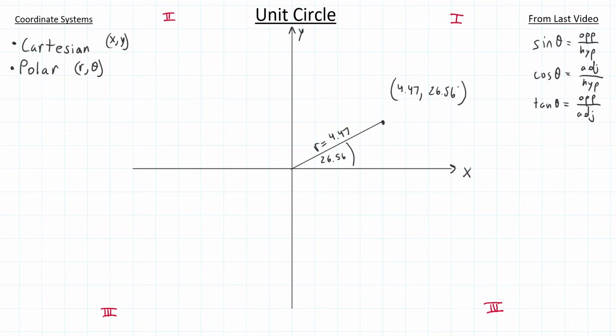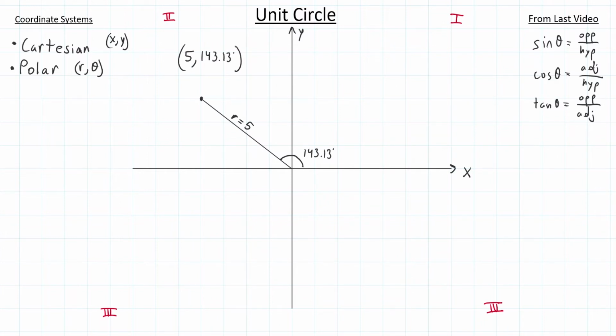The coordinate system you are probably not as familiar with is the polar coordinate system, which uses r and an angle, theta, to represent where a point is in space. And r, the first number, is the distance from the origin to the point. So this is r. And theta, of course, is the angle of the point as measured from the positive x-axis going counterclockwise. So our 26.56 is our theta here, our angle.